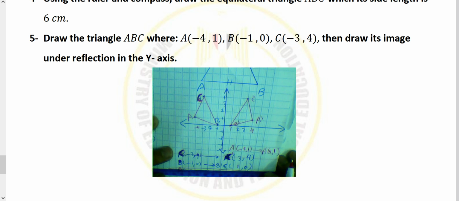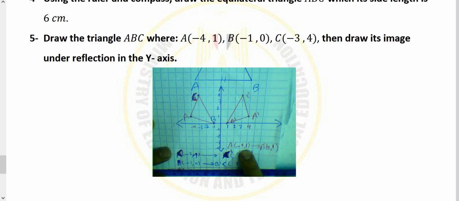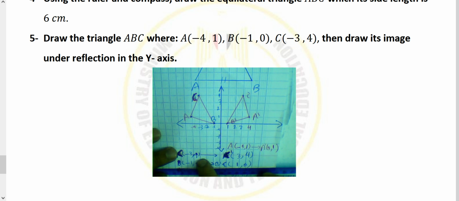Look with me. Point A was negative 4 and 1. The image will be 4 and 1. If you want reflection in the y-axis, you keep the y and change the x. And point B negative 1 and 0. B dash will be 1 and 0. Change the sign of x. C negative 3 and 4. C dash equals 3 and 4.